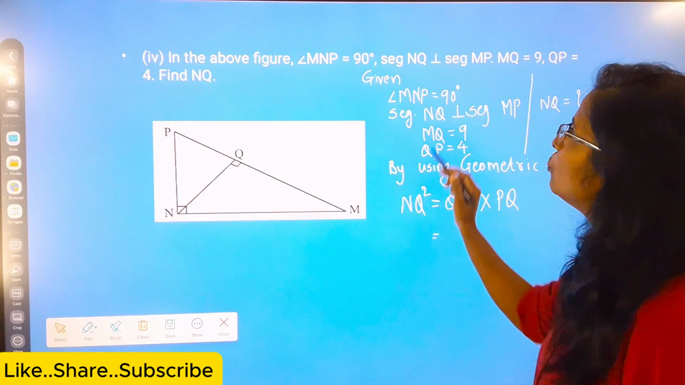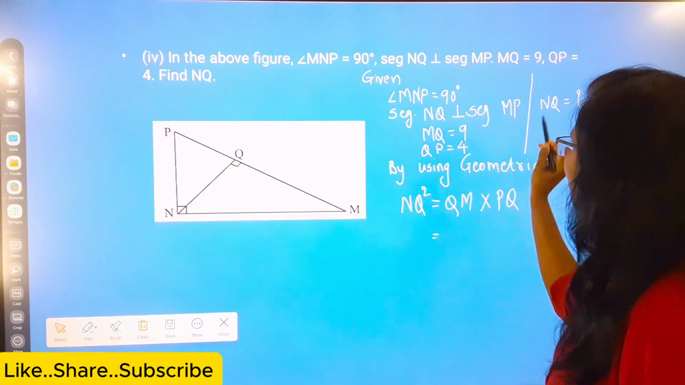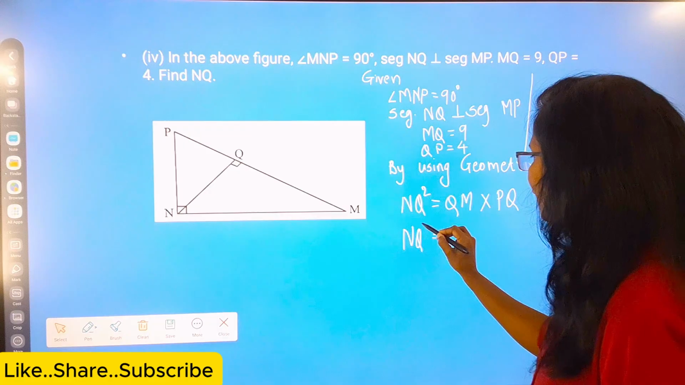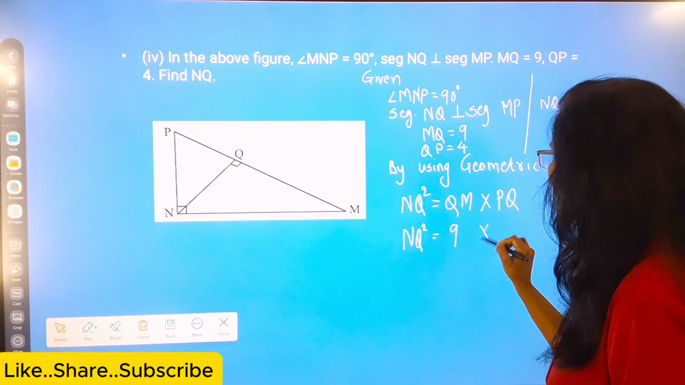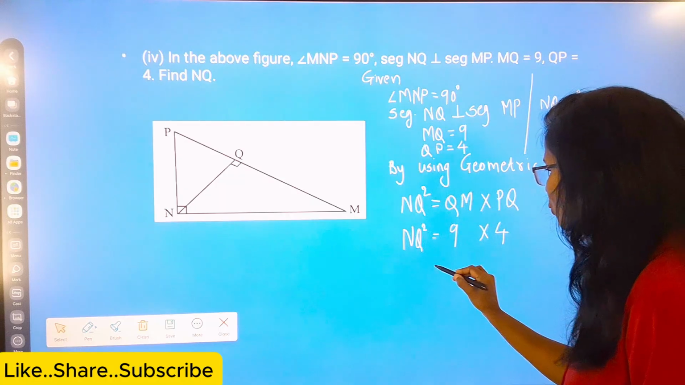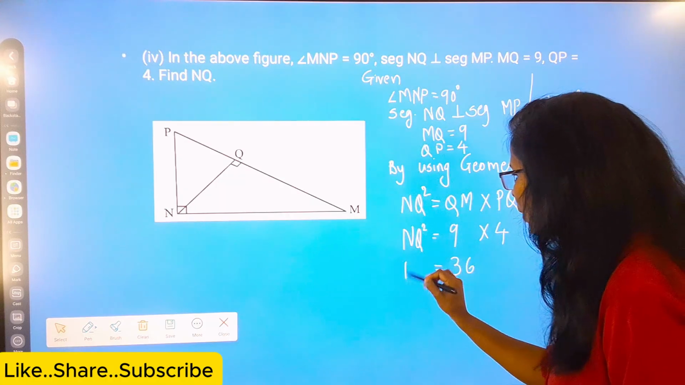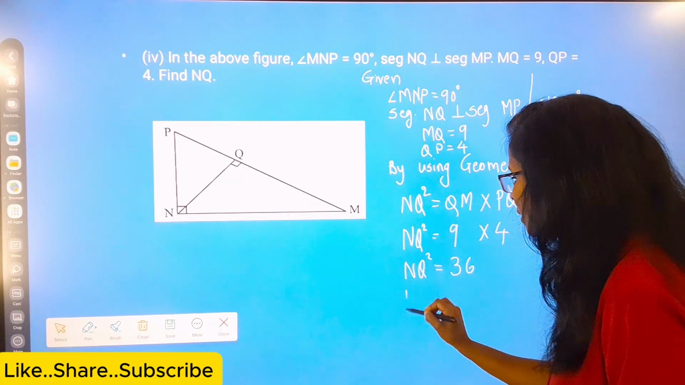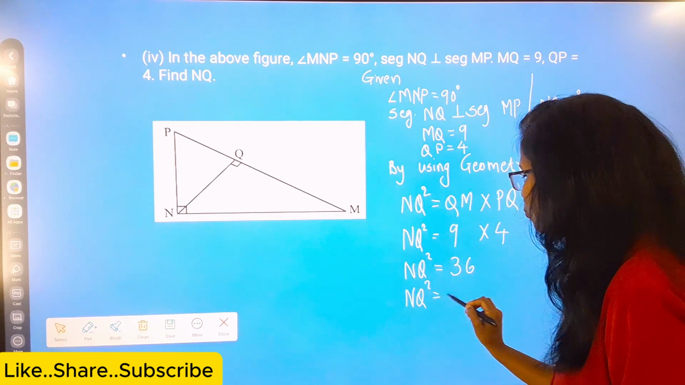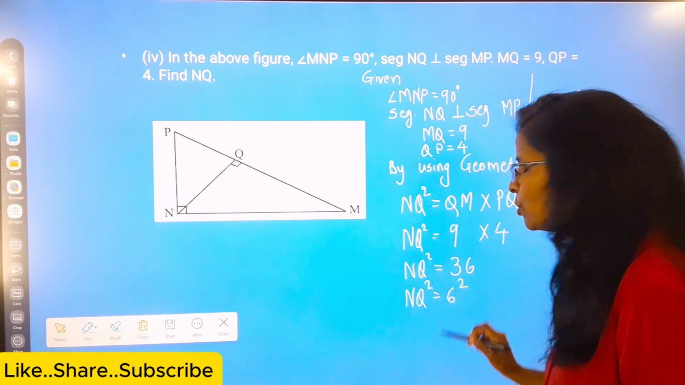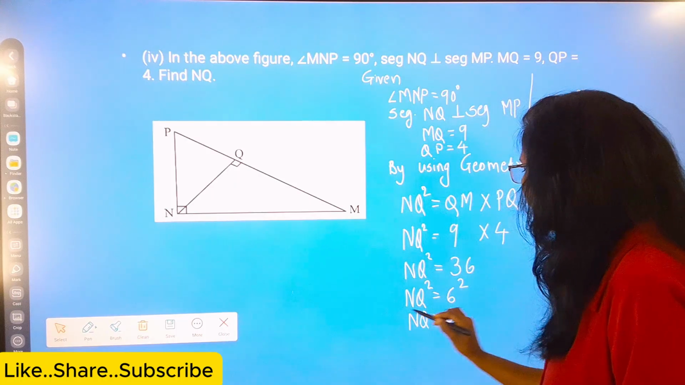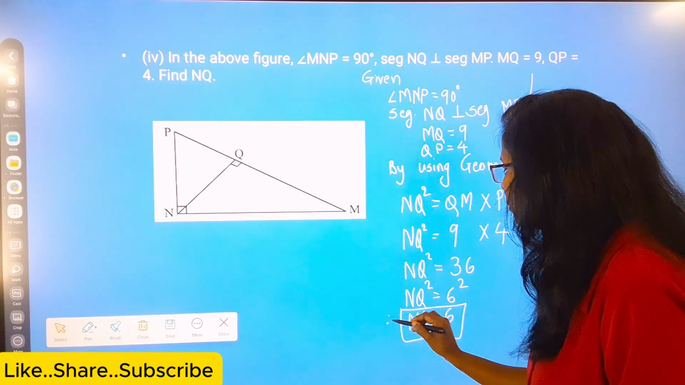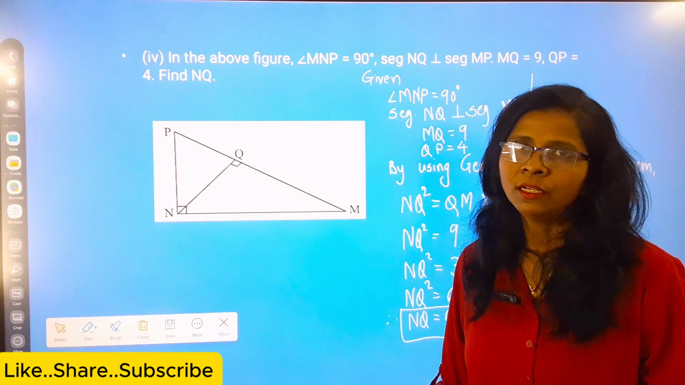So now NQ is not given, we have to calculate the NQ. So QN is equal to 9 and multiply that QP, that is 4. So that means 36. So now NQ square is equal to 36. So NQ square is equal to 6 square. Now the next step, taking square root on both the sides. So NQ is equal to 6. Okay students, this is our final answer.